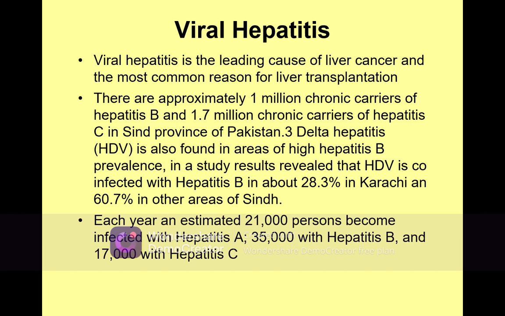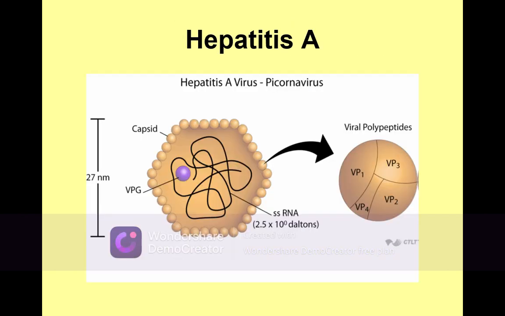Now, each year an estimated 21,000 persons become infected with hepatitis A, 35,000 with hepatitis B, 17,000 with C, and about 3,000 to 5,000 people with E. I will talk about hepatitis A only today in the session.